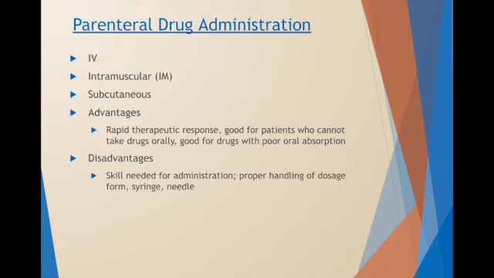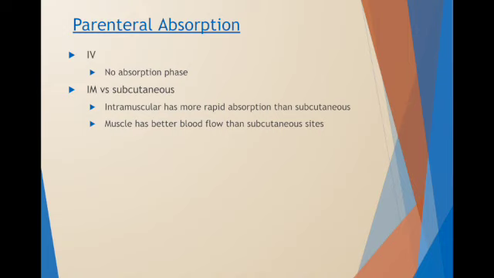But then some disadvantages, obviously in the athletic training setting, we often don't have access to IV route of administration, and there's a lot of safety concerns related to a high level of skill that's needed to safely establish an IV and give IV medications. Intramuscular subcutaneous is also going to have a very rapid absorption, and muscle has really great blood flow, so is a good site for getting medications absorbed.